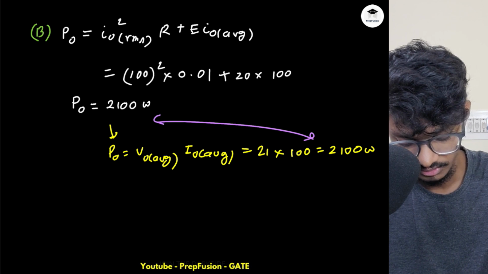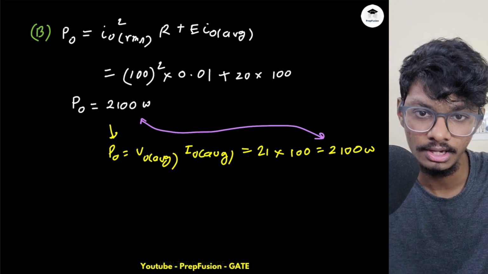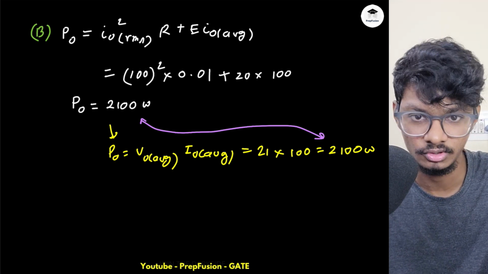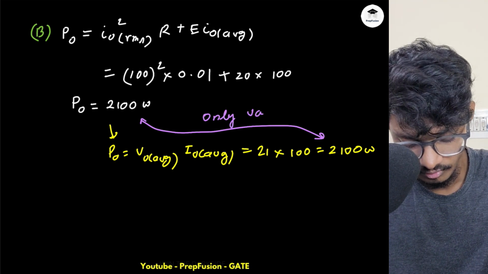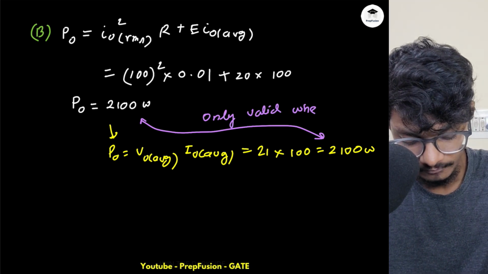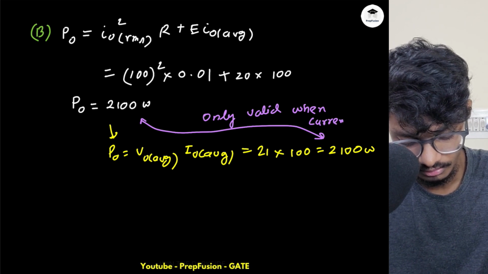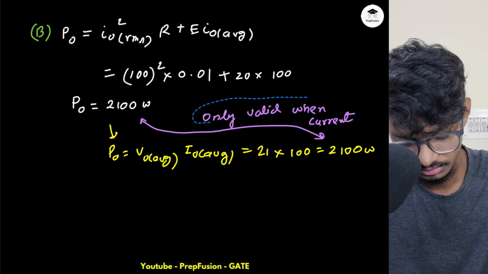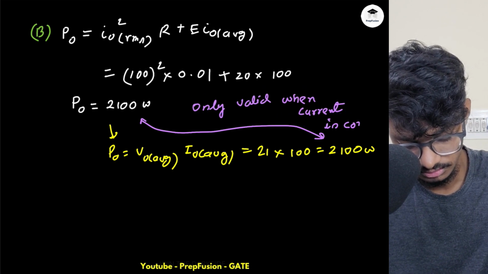I will write here itself that this is only valid when current is constant, because many students do this wrong. They just remember this formula, and when in the actual examination the current is not constant, they get it wrong.